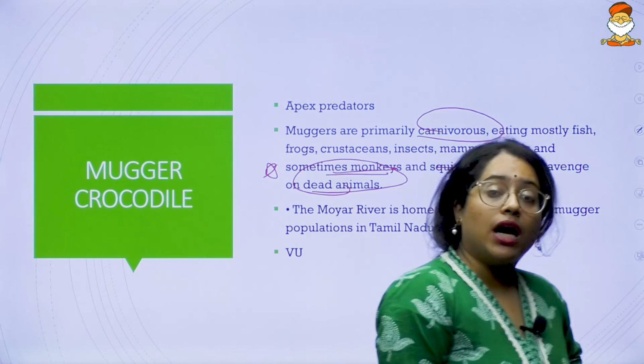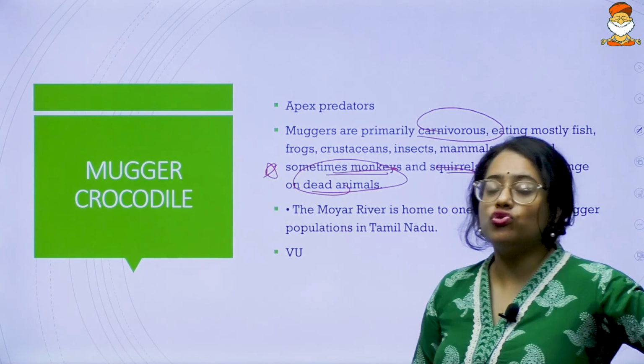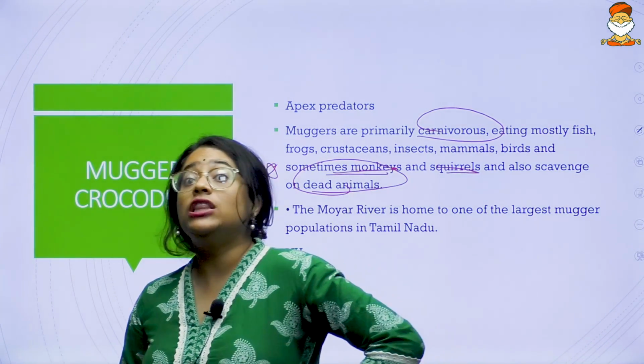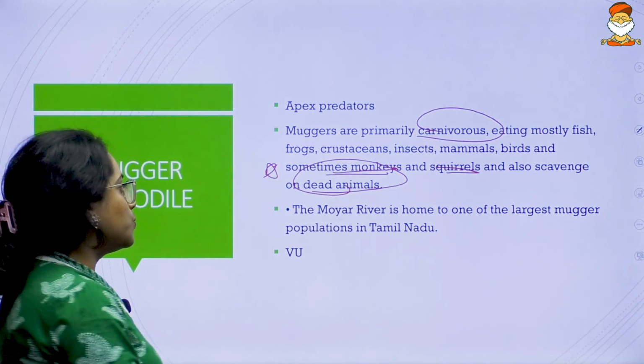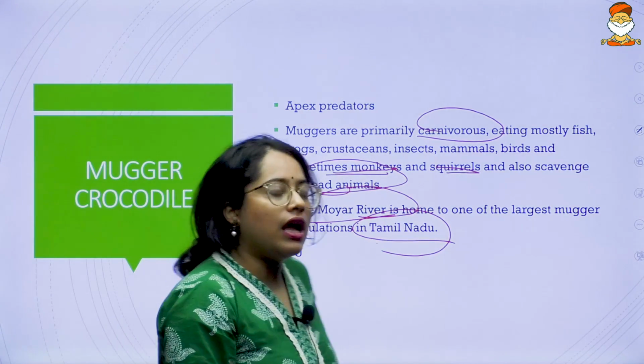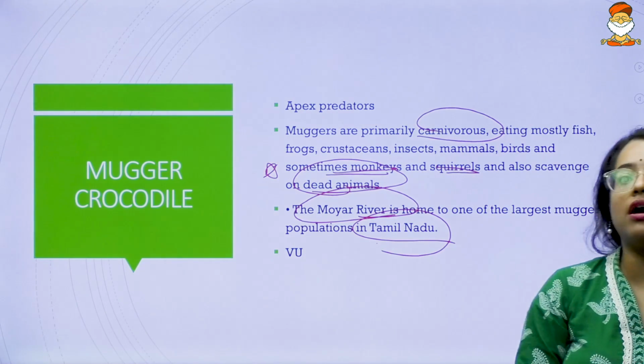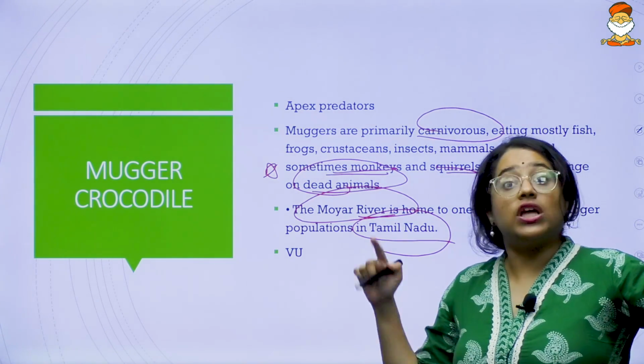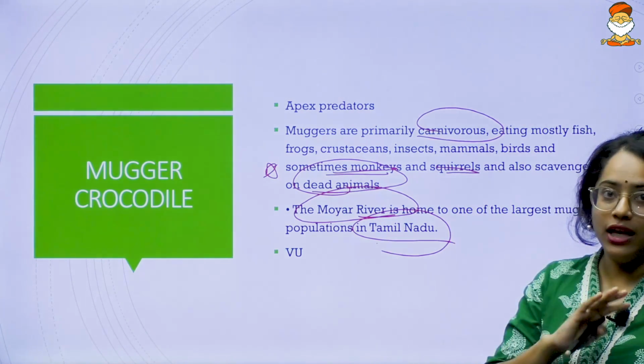Okay, now again, mugger was in news because, as I told you, you do see it in the eastern belts, and the Moyar River, which is there in Tamil Nadu, is home to one of the largest populations of the mugger crocodile. Okay, so that is the context in which it was there in the news.